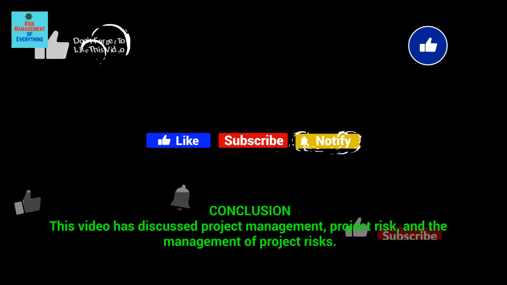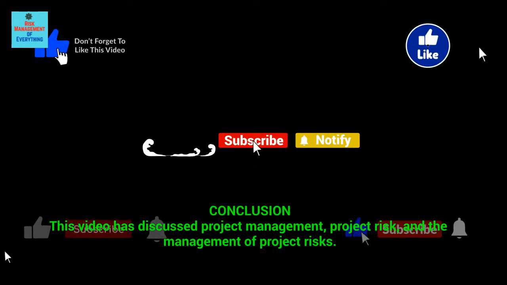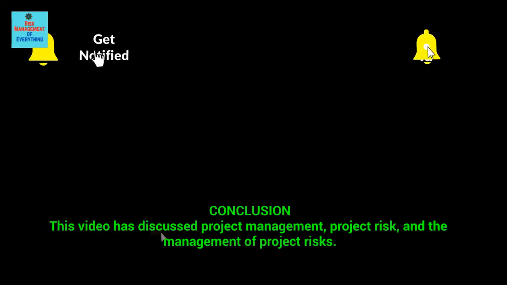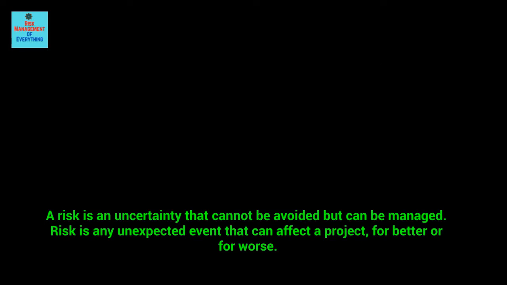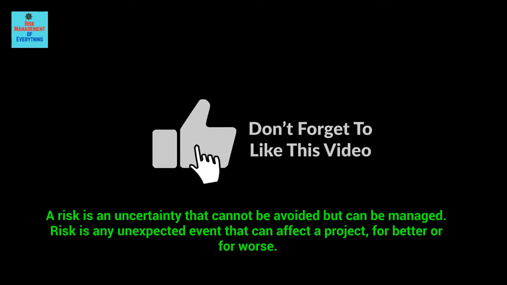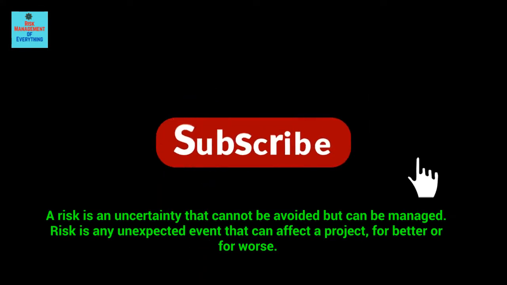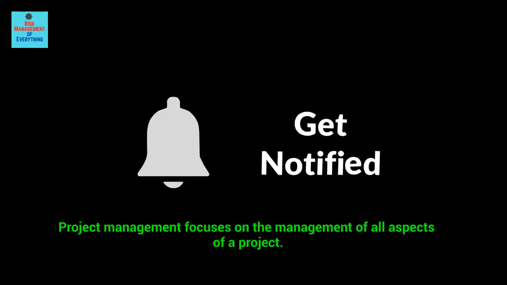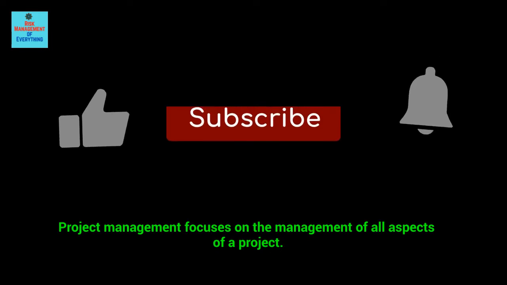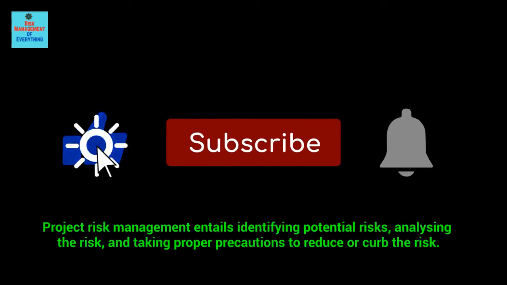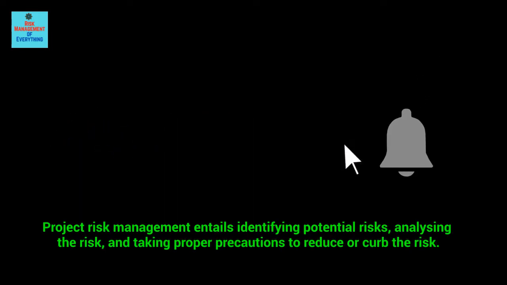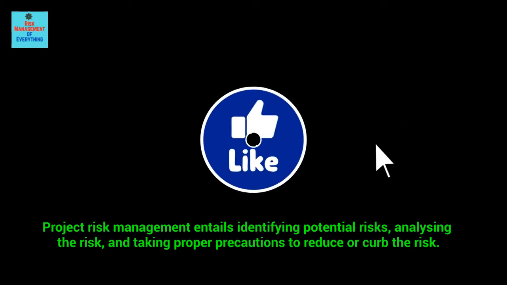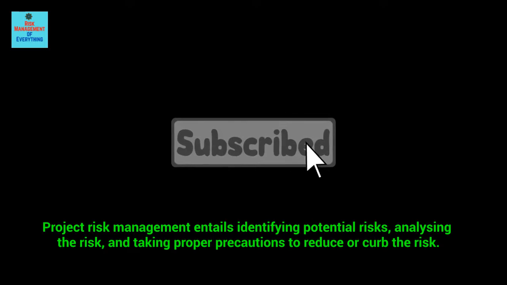Conclusion. This video has discussed project management, project risk, and the management of project risks. A risk is an uncertainty that cannot be avoided but can be managed. Risk is any unexpected event that can affect a project, for better or for worse. Project management focuses on the management of all aspects of a project. Project risk management entails identifying potential risks, analyzing the risk, and taking proper precautions to reduce or curb the risk.